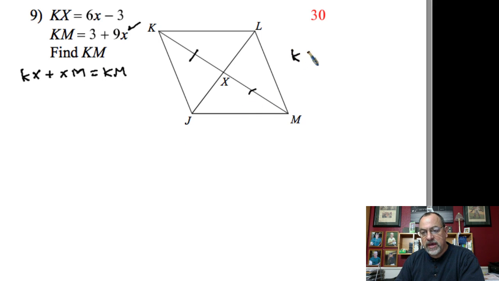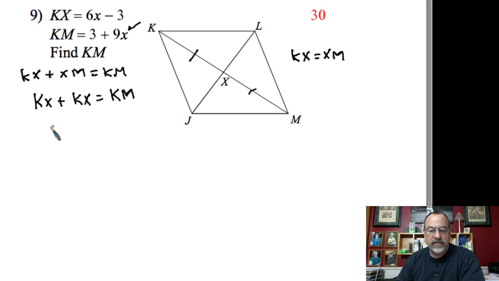I know that KX and XM are equal, which means instead of this XM I could substitute in KX. So KX plus KX is going to be equal to KM. Now these are what we would call like terms, so I could say that 2 KX's, we know those aren't variables, would be equal to KM.